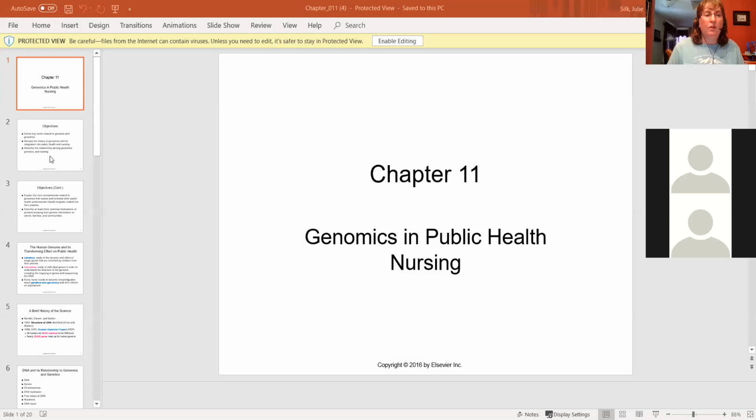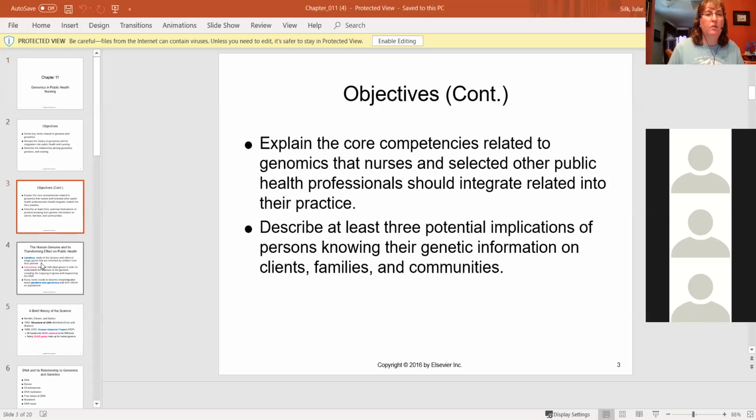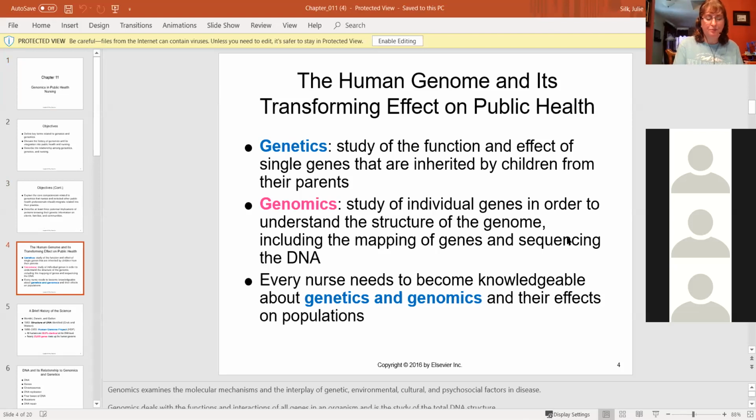All right, let's start with chapter 11. When we talk about genomics, genomics examines the molecular mechanisms and interplay of genetic, environmental, cultural, and psychosocial factors in disease. So genomics deals with the functions and interactions of all genes in an organism and is the study of the total DNA structure.